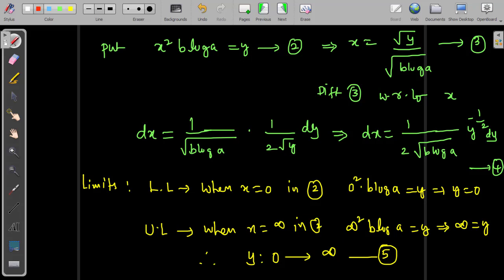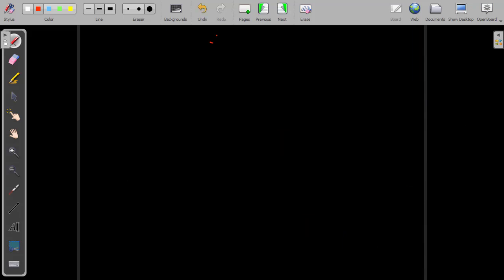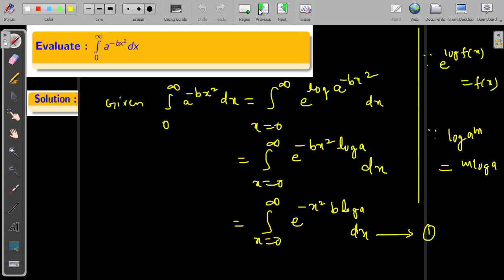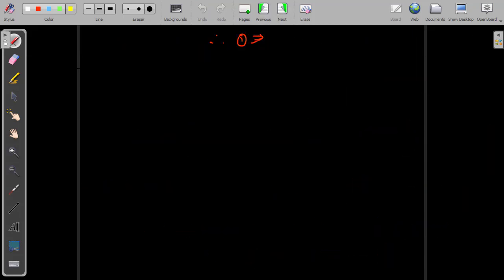So we need to substitute equation 5 and equation 4, that's your dx value, and equation 2 in equation 1. Next step, I'll be taking a new page. Therefore, equation 1 implies: what is the LHS of equation 1? The LHS of equation 1 is the integral from 0 to infinity of e power minus x squared b times log a dx.